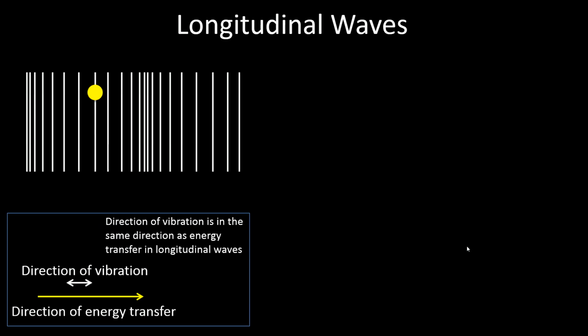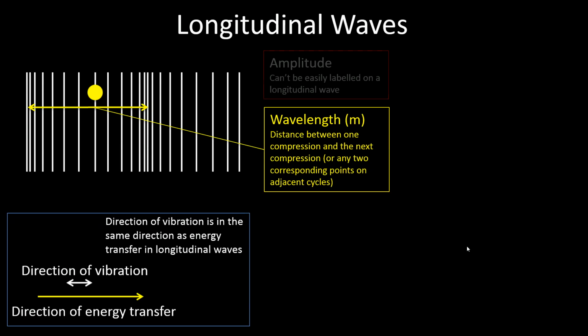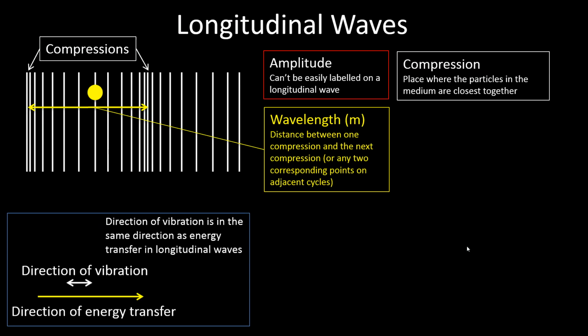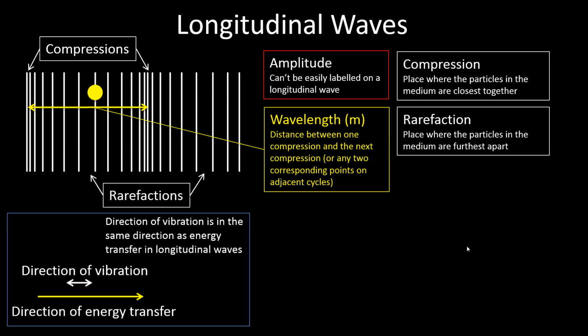Okay, so if we put up a snapshot of it like we did with the transverse wave, then we can label similar things on there. We can label the wavelength. This time it's the distance between two places where it's compressed. We can't really label the amplitude easily on a longitudinal wave because you'd have to mark the original positions and the displaced positions of these lines, and that would get very messy. So again, instead of peaks we have compressions, where the particles in the medium are closest together, and instead of troughs we have these things called rarefactions, where the particles in the medium are furthest apart.